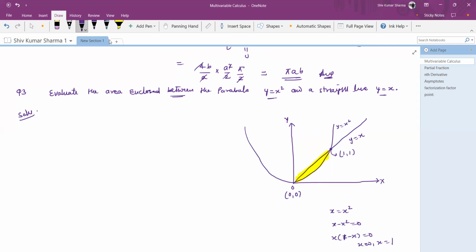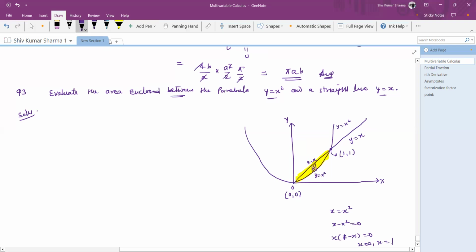So now we are going to take the elementary step parallel to the y-axis. Here this is the parabola, y equal to x square, and this is the line y equal to x.